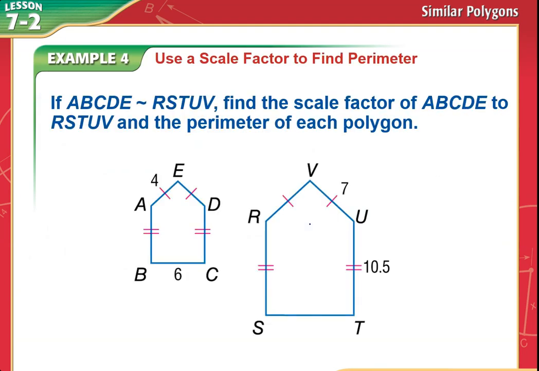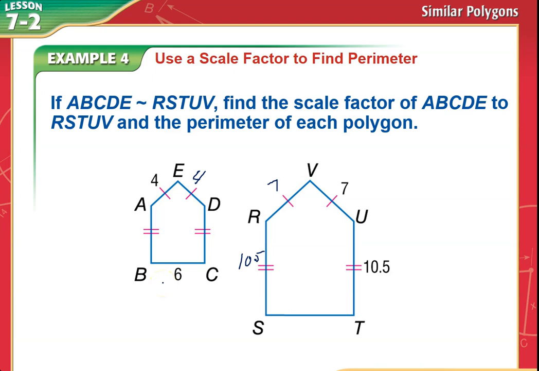Okay, let's see an example here. It says find the scale factor of ABCDE to the polygon RSTUV and find the perimeter of each polygon. Okay, so look at what we have here. We know that this side's a 4, so this side has to be a 4. Well, that's helpful. We know they're proportional, so this side has to be a 7. This side has to be 10.5. Right? We know that because of the double tick marks. And then we want to figure out what the side length for ST would be. And we should be able to figure this all out based on what we know.